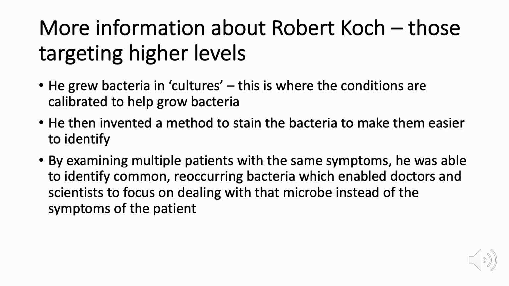So what he does is he grows his bacteria in something called cultures, which are kind of like a petri dish. So he basically puts bacteria in a dish and puts it in the perfect conditions for that bacteria to grow. He then kind of color codes the bacteria, so he stains them to make them easier to identify. And then he would examine multiple patients with the same symptoms. And because he's color coded the bacteria, he's able to identify the reoccurring bacteria.